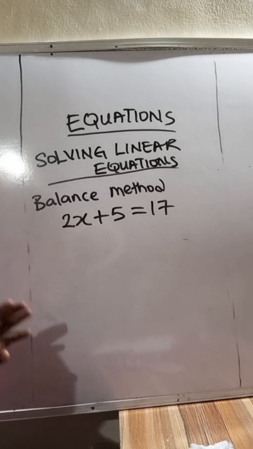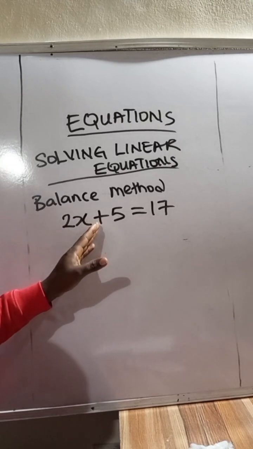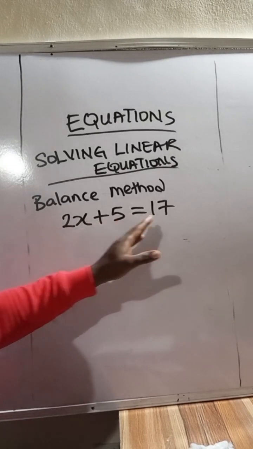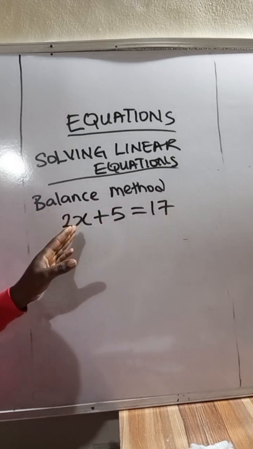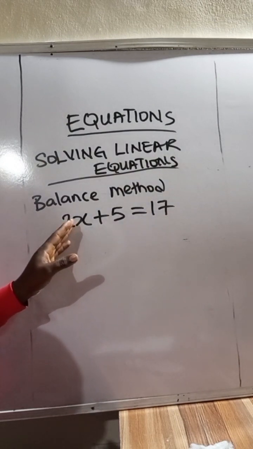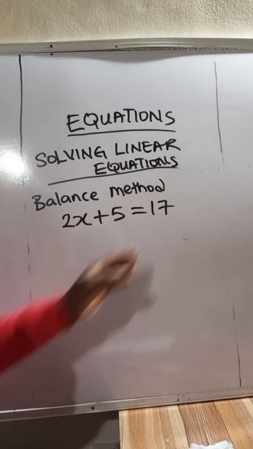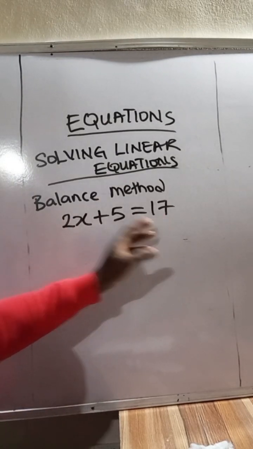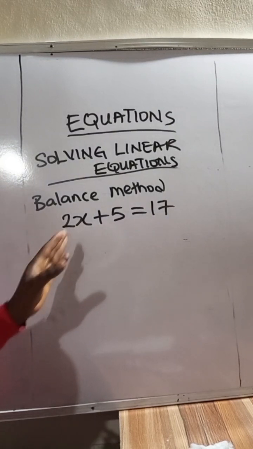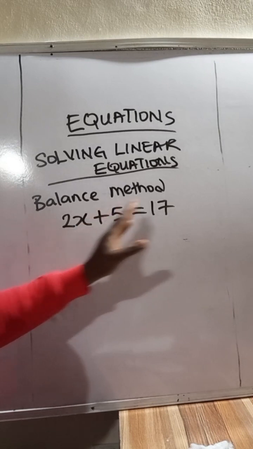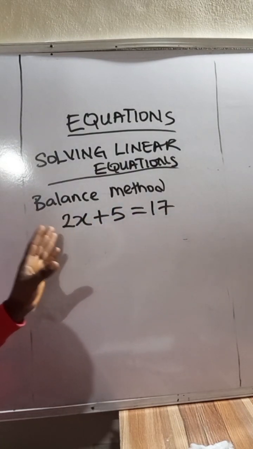This method states that in the process of solving an equation, whatever you do to the left side of the equation, you must do the same thing to the right side of the equation. Now, for us to solve this equation, what we have to do is we must move every number to the right so that x will finally be alone on the left.